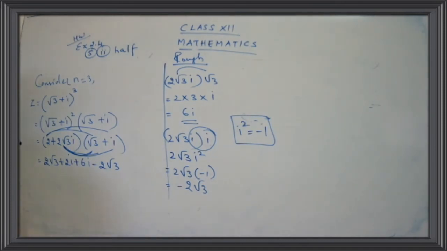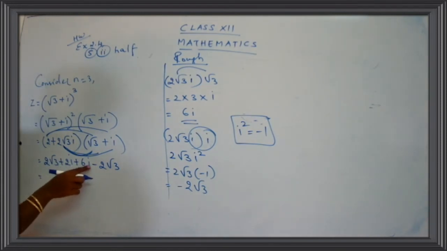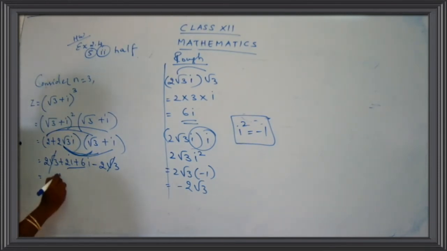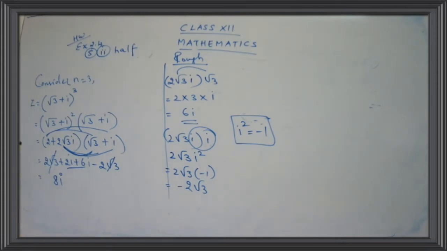I hope you are doing all the work. Okay. Now let's come back here, children. See here, 2 root 3 plus 2i plus 6i minus 2 root 3. See, we have the same term, yes children, with a different sign. So we can cancel these two terms. So what is left now? 2i plus 6i. What is the answer? 8i.